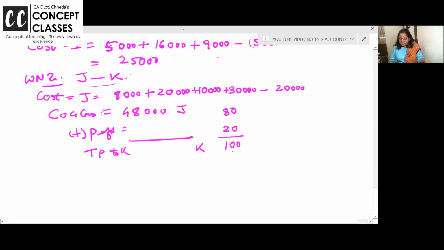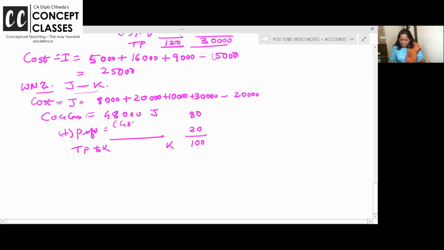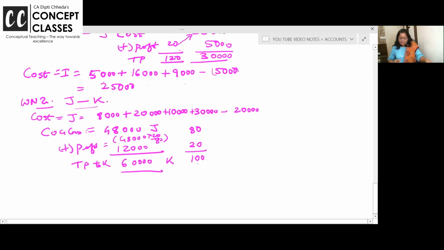So this is 48,000 cost. How much would be the loading? 48,000 into 20 by 80. 12,000. What is the transfer price? 60,000. Done. Working note 2 is over. Write it down. Yes, the chat box is open. If you have any doubt, you can put a message. No problem.